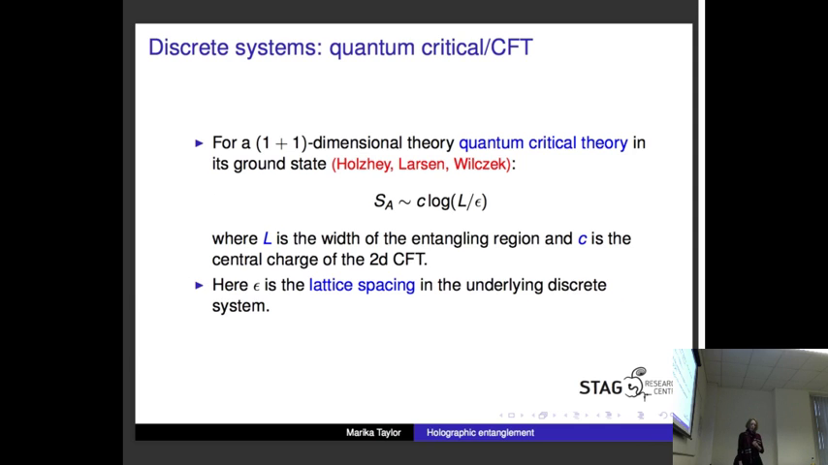Now, if we're in a conformal field theory or quantum critical theory, there's also a very characteristic behavior of the entanglement entropy in the ground state of that conformal field theory. This was shown by Frank Wilczek and his collaborators about 20 years ago. For a one plus one dimensional theory, a two-dimensional CFT in particle physics language, what they showed is that the entanglement entropy in the ground state is not behaving in terms of the area of the boundary of the entangling region, but instead goes logarithmically with the width of the entangling region.